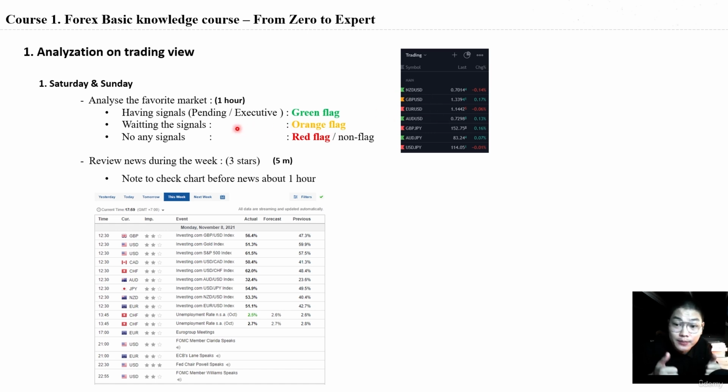And if the currency pair has high fluctuations or has no signals at this time, or I am still not confident about that signal, I will forget it and mark it with a red flag, or I will not mark anything on this currency pair. That is the way I control the currency pairs in TradingView.